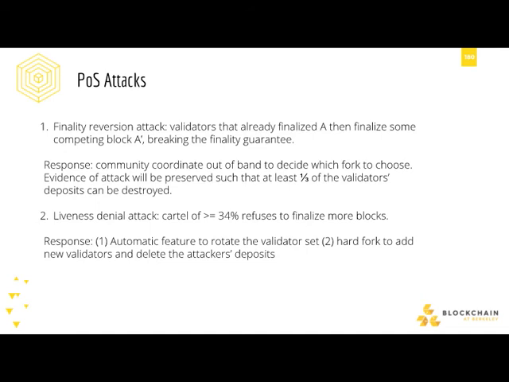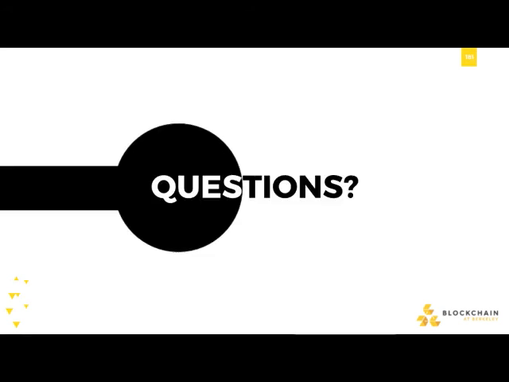And the second thing is, again, like the first case, to hard fork with new validators and then delete the attacker's deposits. So both of these attacks have partial solutions. They're not ideal. You would certainly want to be working through the system to actually solve it, but both of these rely on you coordinating out of band. It's not ideal, but you can still deal with them.